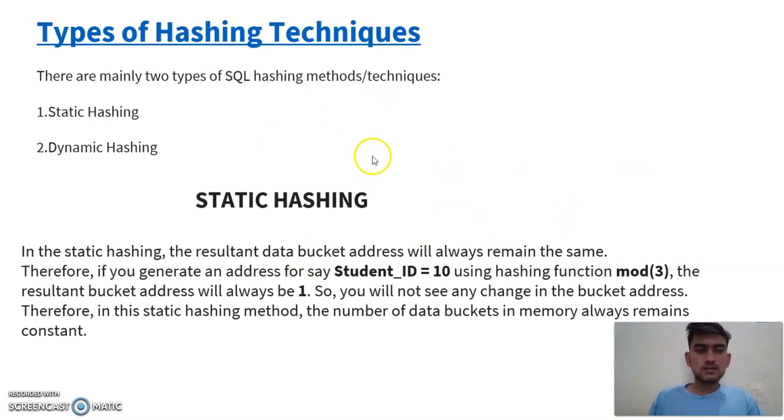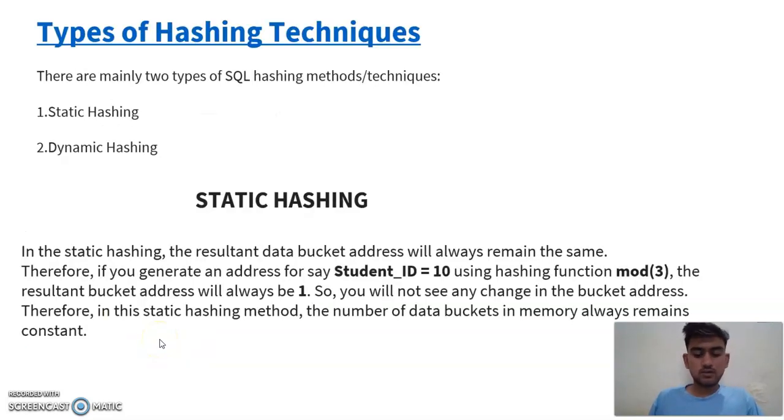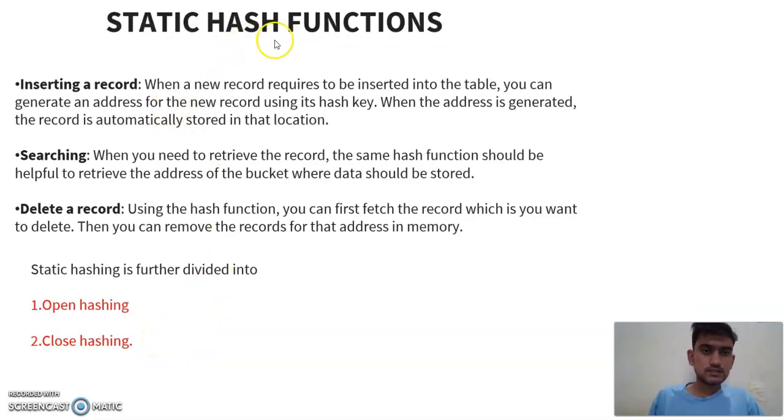So now we will see deeper into hashing techniques. There are mainly two types of hashing techniques, static and dynamic. In static hashing, the resultant data bucket address will always remain the same. Therefore, if you generate an address for, say, student ID 10 using hash function mod 3, the resultant bucket address will always be 1. So you will not see any change in the bucket address. Therefore, in static hashing, the number of buckets in memory always remains constant.